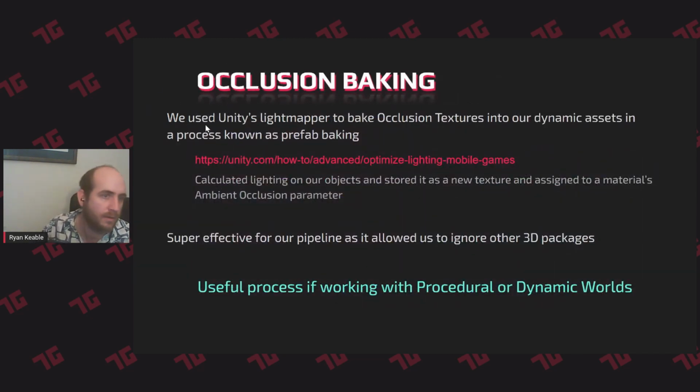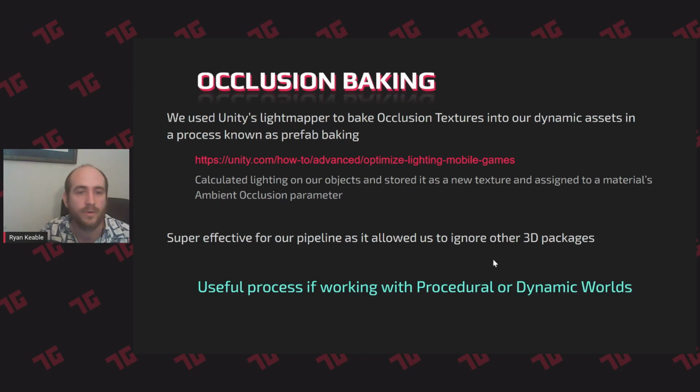And to that note, we could then also use Unity's light mapper to bake our occlusion textures into our dynamic assets in a process known as prefab baking, which I found in my research in one of the Unity blogs, where they talked about how this team was calculating the lighting on their objects and storing it as a new texture and assigning it to a material's ambient occlusion parameter once it had all been done. So this was super effective for us, as it allowed us to ignore other 3D packages to get the additional shadowing detail that we wanted without having to rely on any real-time or runtime shadows.